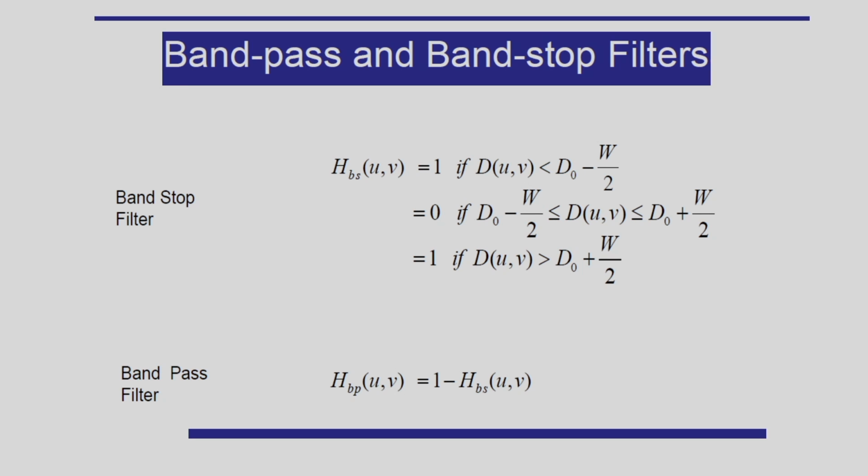After this, I am considering the band stop filter and the band pass filter. The band stop filter transfer function you can represent like this. Again, the concept of the cutoff frequency: the cutoff frequency is D naught, and W is the width of the band. And you can see the band pass filter. What is the band pass filter? 1 minus the band stop filter. That is the band pass filter. Later I will explain, if I take the difference between two Gaussians, then I will get the band pass filter. The difference of two Gaussian functions will give the band pass operation.